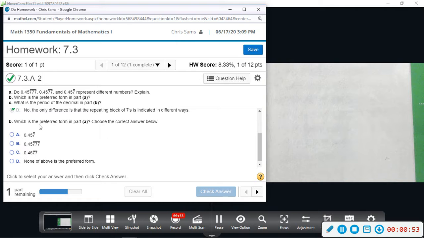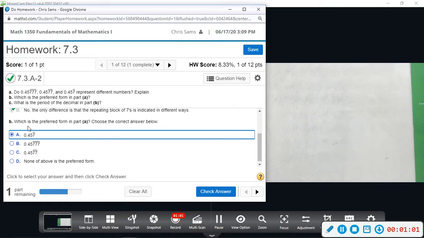Alright, part B, which is the preferred from part A, so which is the better way to write it. Since they're all the same, it's better to write as small or condensed form as possible. So A is showing that each of those numbers again would be the same. That would just be 0.45 with a string of repeating 7s, and A is the simplest way to write that.